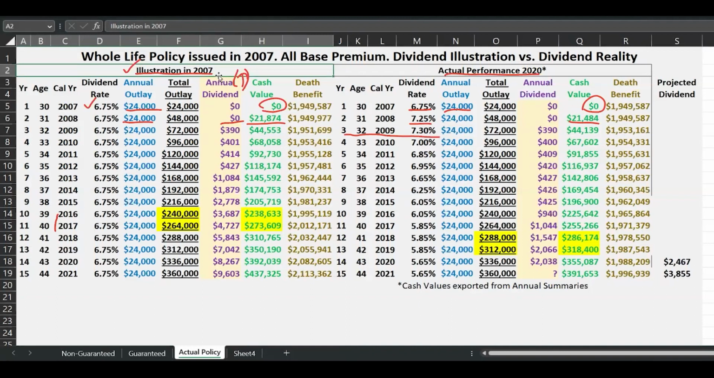Next year, what actually happened? Dividend rate came up to 7.3%. The original illustration assumed a dividend of 6.75%. Pays is $24,000. Dividend $390. What he actually received, $390. If this is you and you're really examining your policy, what would you say here? Tell you what I would say.